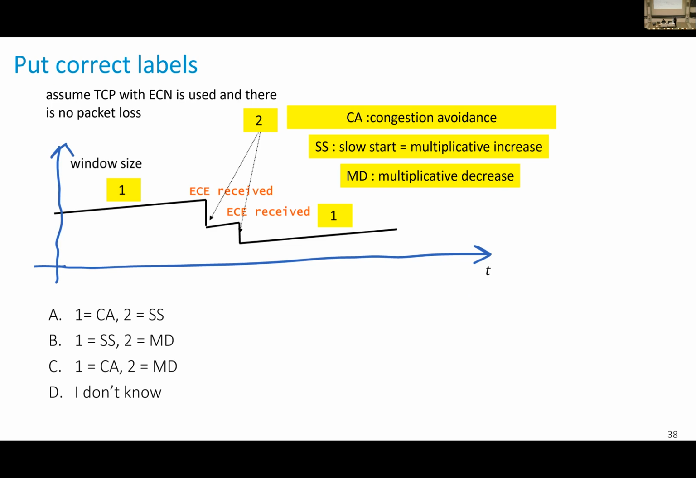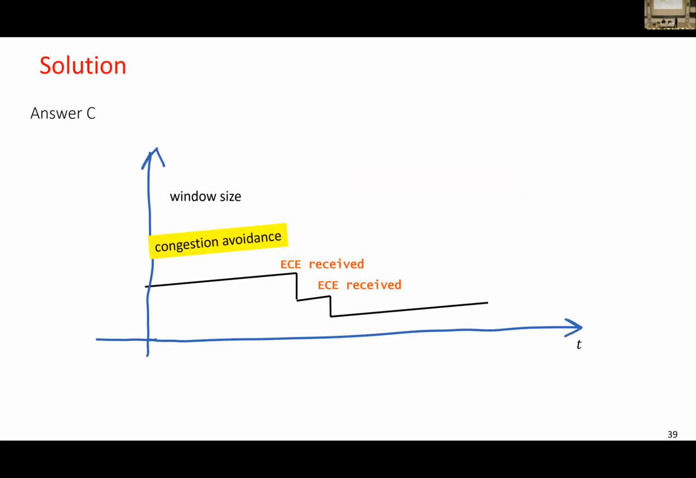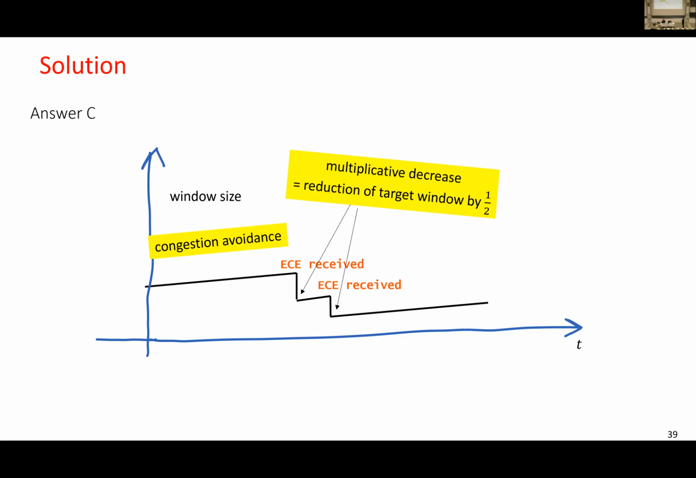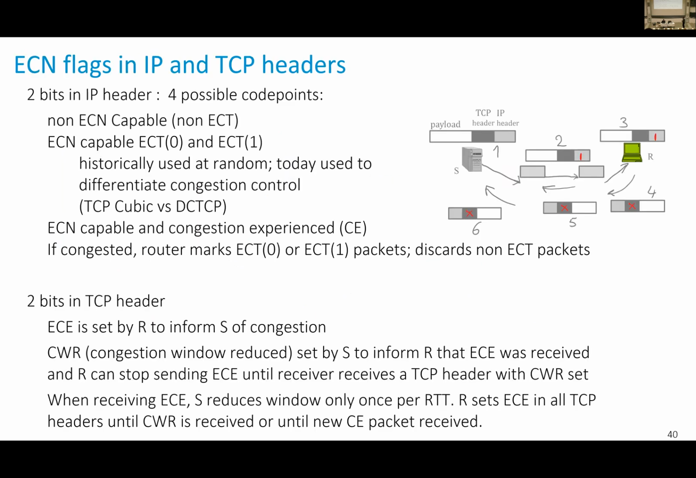And the correct answer is the majority vote. So when we see no mark in the packets, we do congestion avoidance, which increases linearly. And when there is a mark received, then we reduce the window by 1/2. But since there is no loss here, we don't need to do any sophisticated thing because there is no packet loss, at least not due to congestion.